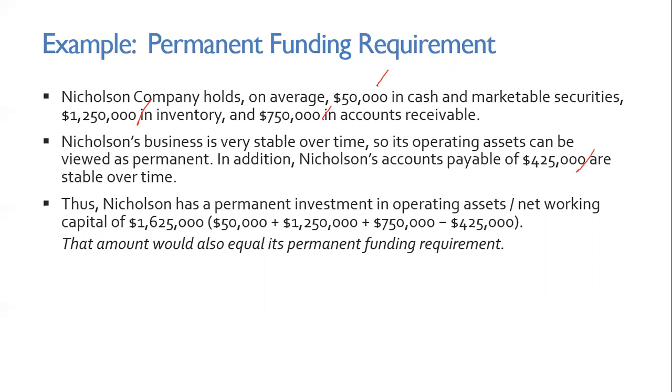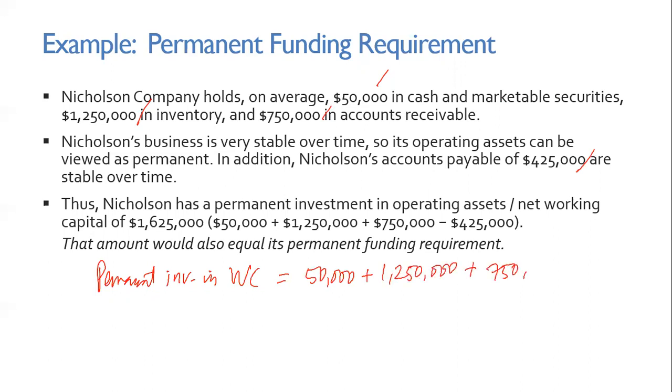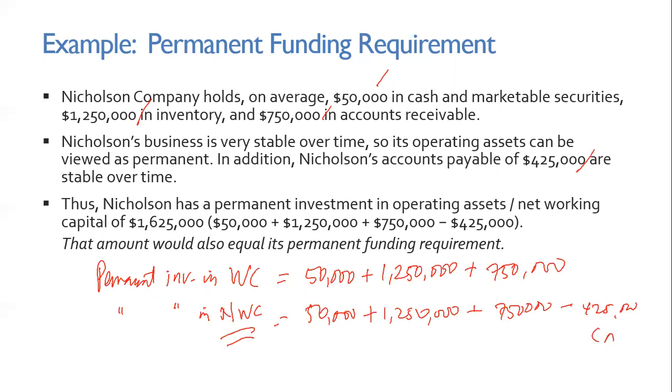So when we say permanent investment in working capital, that's 50,000 in cash plus inventory plus 750,000. If you're talking about permanent investment in net working capital, then that is 50,000 plus 1,250,000 plus 750,000, less 425,000, which is the accounts payable. So that's the amount of the permanent working capital. It's permanent because it's stable.